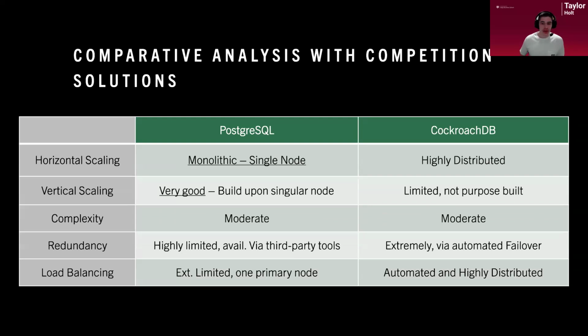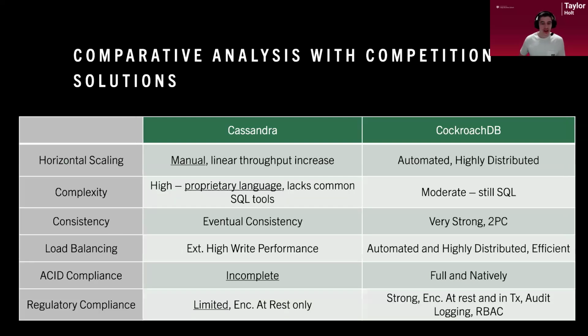PostgreSQL really illustrates the antithesis, a very monolithic single node structure, if that's what you're looking for. It's very good in vertical scaling if you want to build resources on your one workhorse system, whereas Cockroach is very much not, very highly distributed, very automated. Slide, please. And lastly, we've got Cassandra, which is semi-distributed.